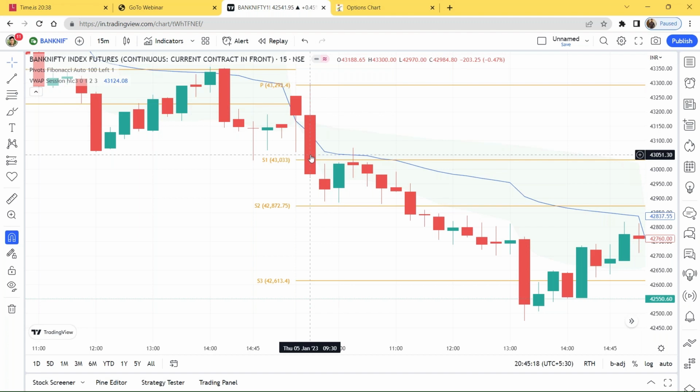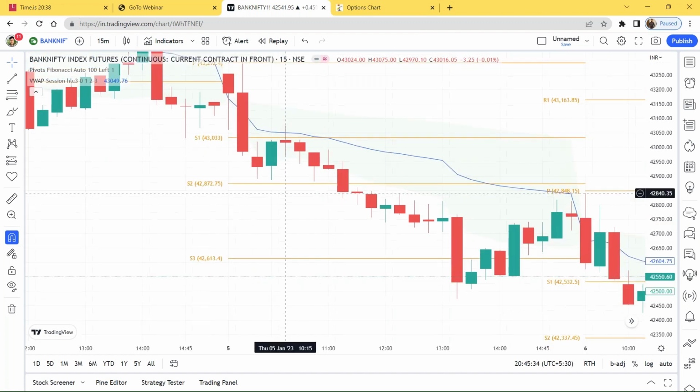Now there would be two targets, right? 50% each. The first target would be for the first lot, and the second target would be for the second lot. The first target would be 200 points because 1 is to 1, and the second target would be 400 points. So the first target is 200 points, and the second target would be double of that, because we are following 1 is to 2 for the remaining 50% position.